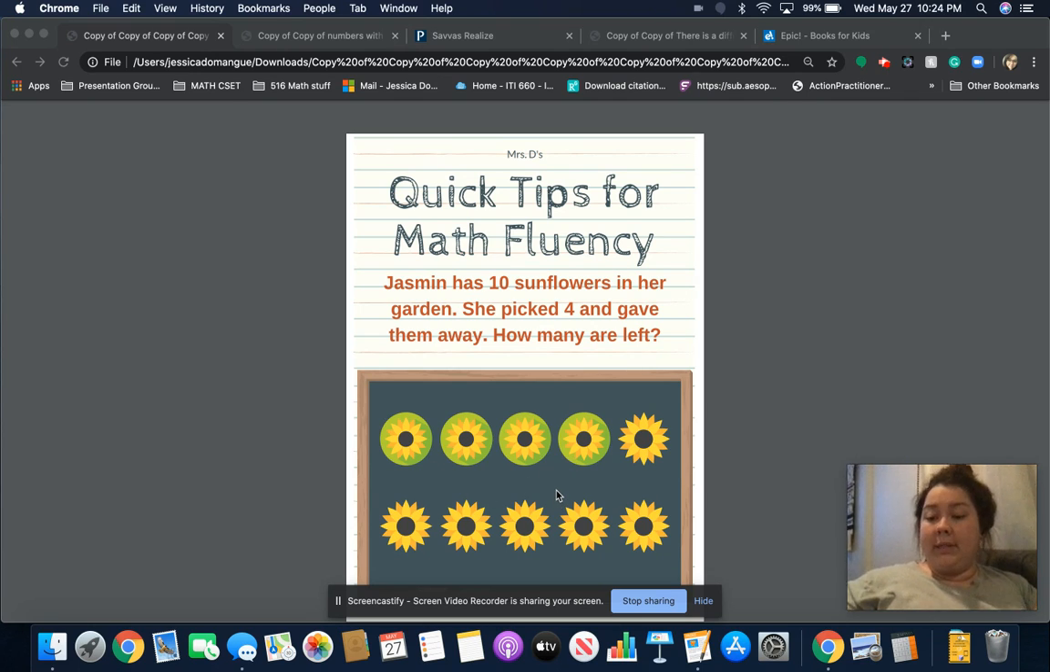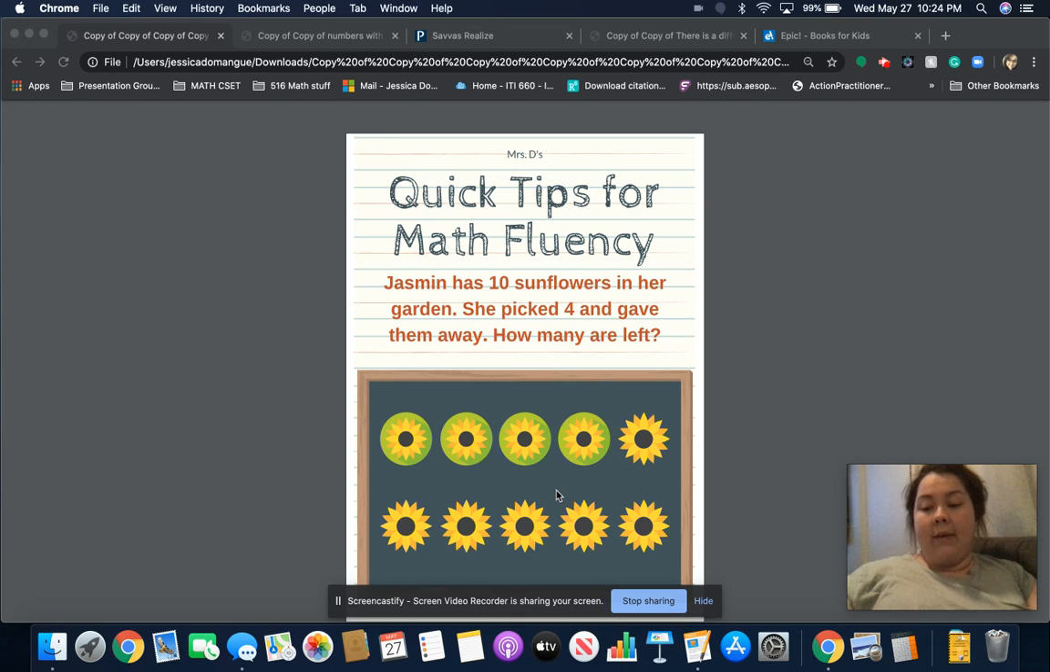So we're going to write a subtraction sentence: 10 sunflowers, 4 of them were picked. How many were left? So let's write a subtraction sentence starting with 10, taking away 4, and then how many are left? Now, we can do more than just a subtraction sentence, can't we?